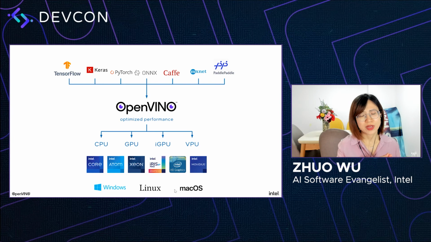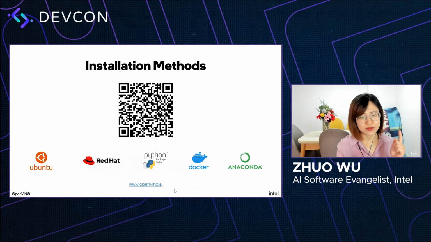Of course, to use OpenVINO, the first step is to install it. The recommended way is to use our installer. You can get the installer by scanning this QR code, but you can also achieve the same in many different ways, with apt, yum, pip, conda, or docker. To get OpenVINO, once again, you can just start by scanning this QR code.